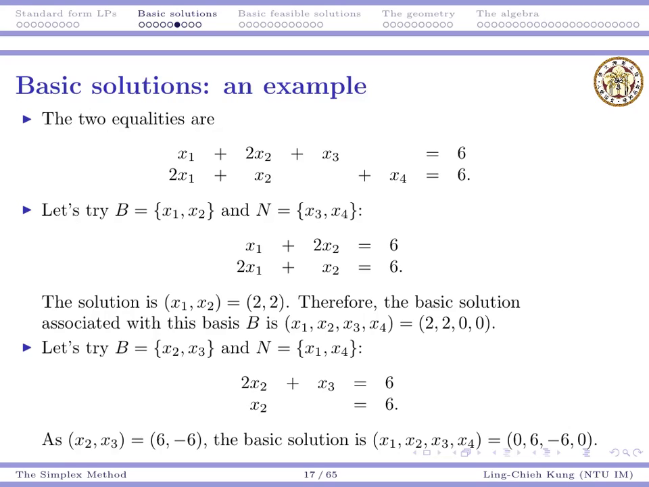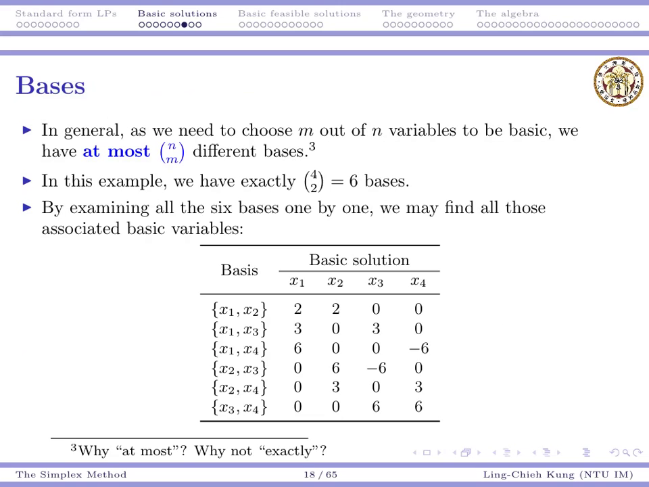Or I can choose another basis, right? Suppose I choose the second column and the third column. I get another linear system. This solution is 6, negative 6. So collectively non-basic, basic, basic, non-basic, I get 0, 6, negative 6, and 0 as this basic solution corresponding to this basis. So now immediately you have this idea.